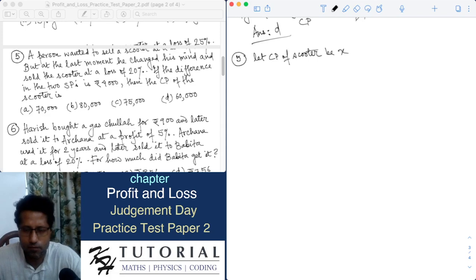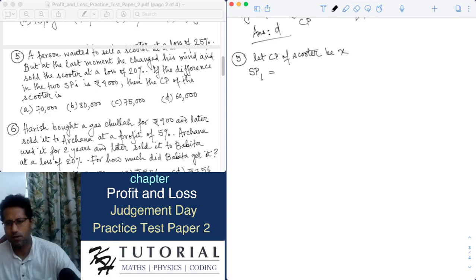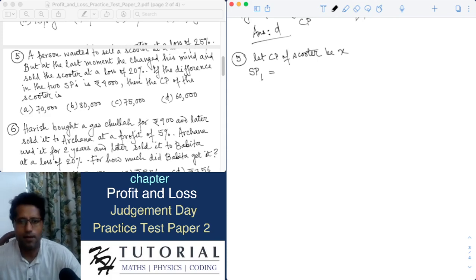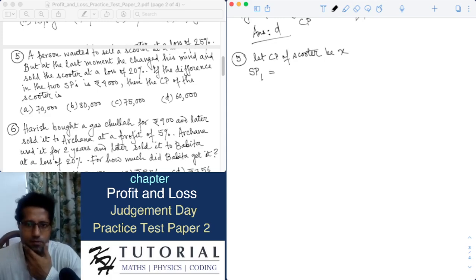Let the CP of the scooter be X. The selling price the first time he sold it, I'm considering to be SP1. SP1 denotes the selling price of the scooter when it was sold at a 25% loss. So what is the selling price when there is a loss? If there is a loss of 25%, this means that the selling price will be 25% less than the cost price, which means 100 minus 25% of the cost price, that is X.